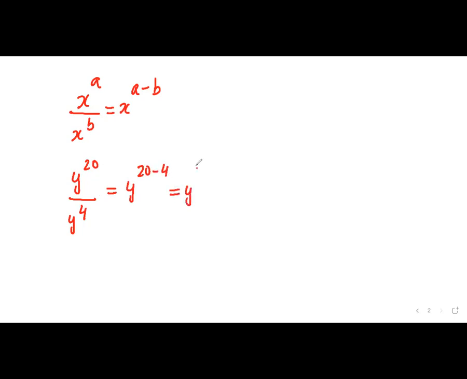The second rule that we will cover today is, if I have x to the power a divided by x to the power b, this is equal to x to the power a minus b. Again, this rule is applied frequently. For example, if you have y to the power 20 over y to the power 4, a common mistake is students write this as y to the power 5, which is wrong. This would be y to the power 20 minus 4, which is y to the power 16.